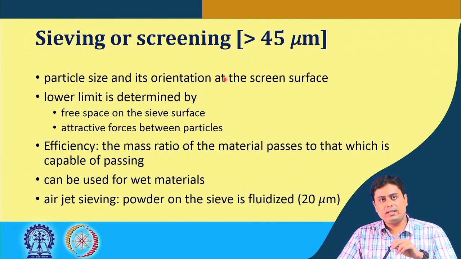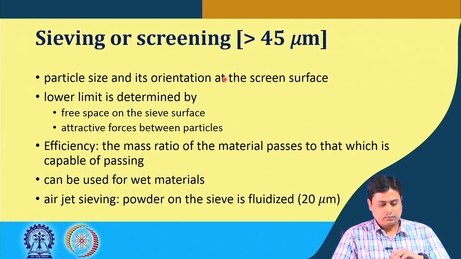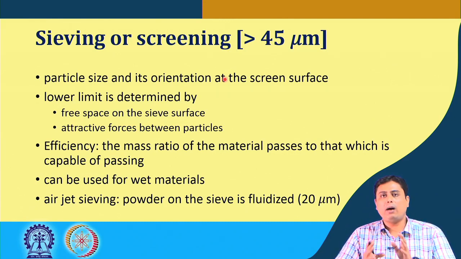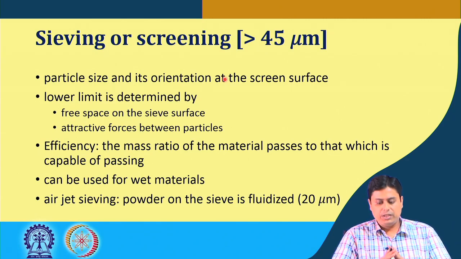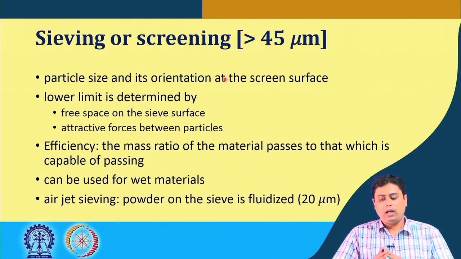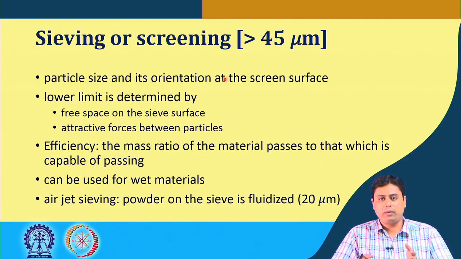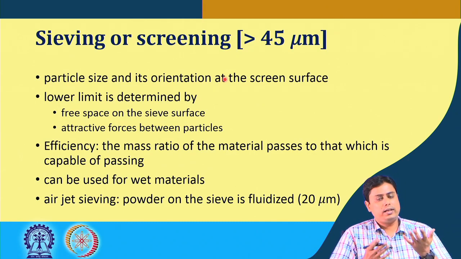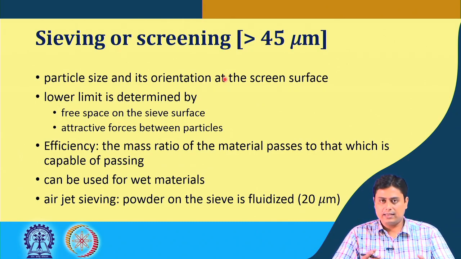As I said, the efficiency of such a process is typically defined by the mass ratio of material that passes through the sieve to that which it is capable of passing, because practically the efficiency is not 100%. So, it may be capable of passing, let us say, m1 kg of certain size particles, but it is separating m2 kg of that size of particles. So, the efficiency is always lesser than 100%.